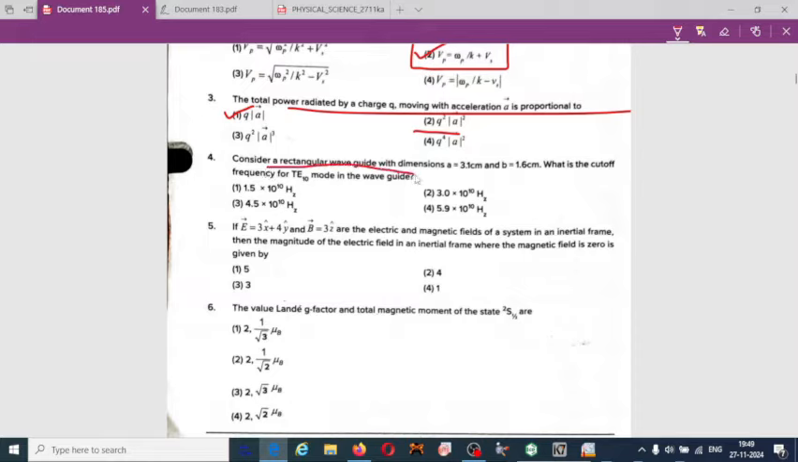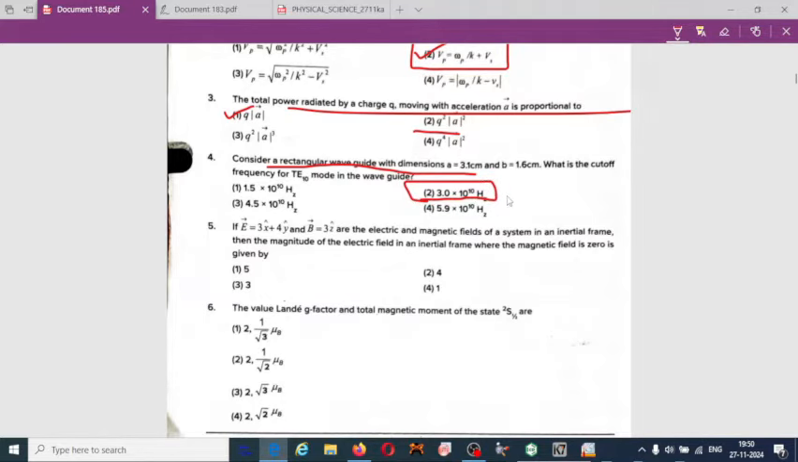Consider a rectangular waveguide with A equal to 3.1 cm and B equal to 1.6 cm. What is the cutoff frequency for the TE (transverse electric) mode 10 in the waveguide? For this they have given option 2 as the correct answer.